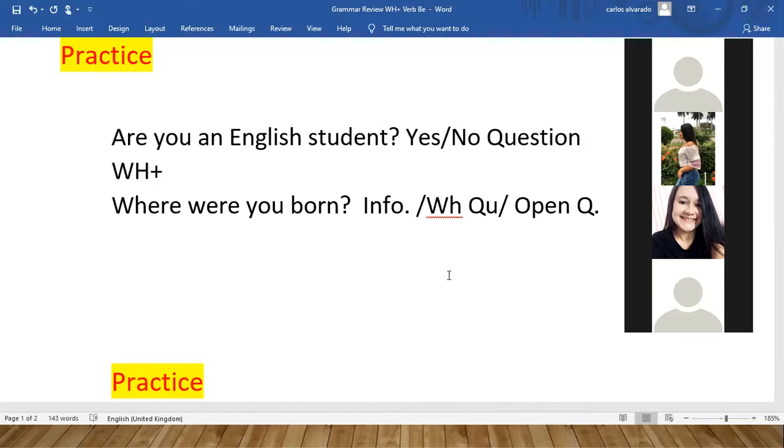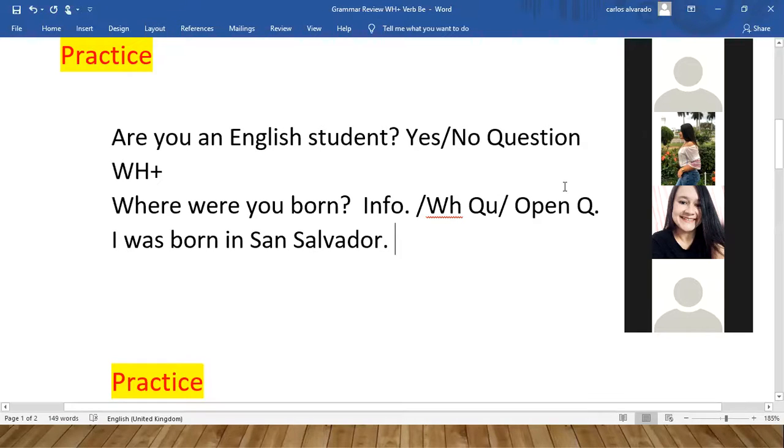Now, here, William, I have to use I. I'm going to explain where I was born. And which verb do I use? The verb to be, was. I was born in San Salvador. Very good. Okay, excellent. So, basically, that is what we're going to do.